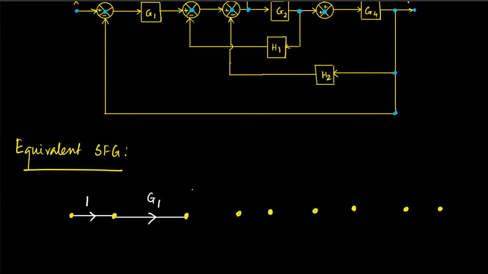All right, so I have G1 here, and then we have a direct connection between these two. So here I have 1. Then again, these two are directly connected. So again, that's a 1. These two have a transfer function G2 in between them. These two are directly connected again with 1. These two have a transfer function of G4.